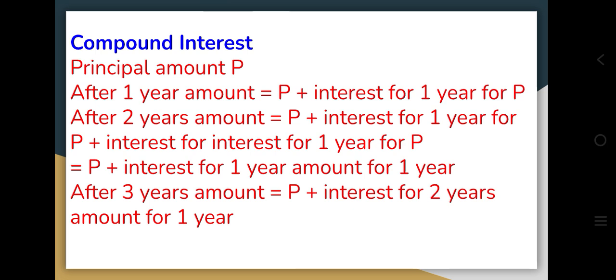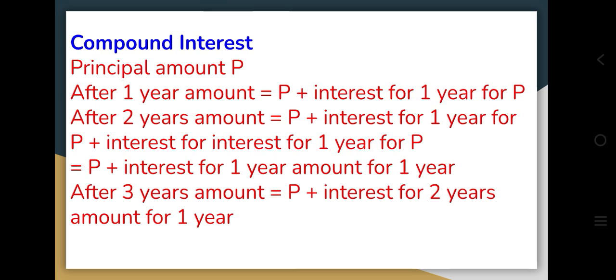But in compound interest, if the interest is compounded annually, then we have to calculate interest for the interest of the earlier years also. In simple interest, we just calculate interest for the principal amount P, but here interest for interest has to be calculated. So that is the difference between simple interest and compound interest.